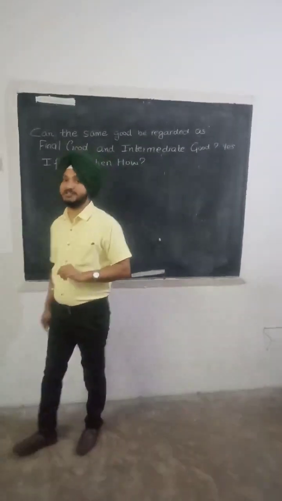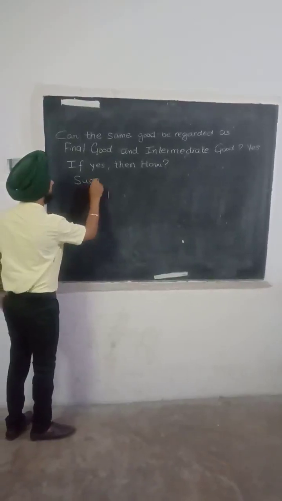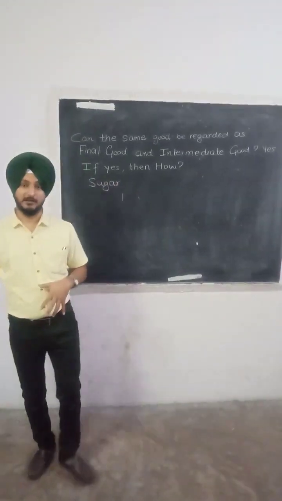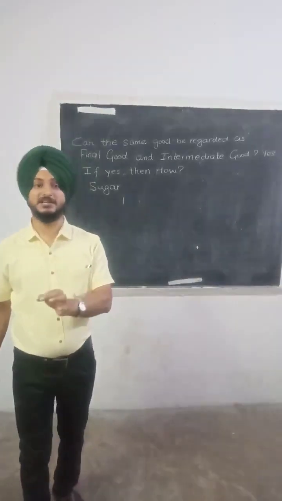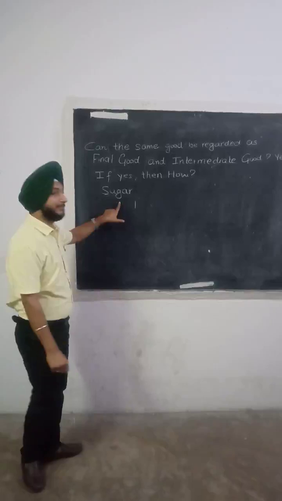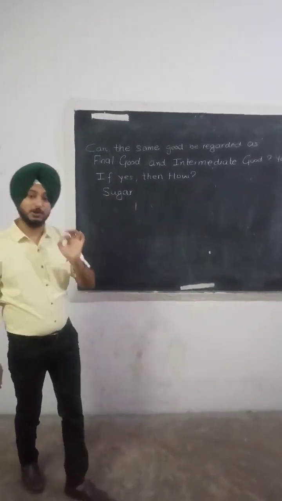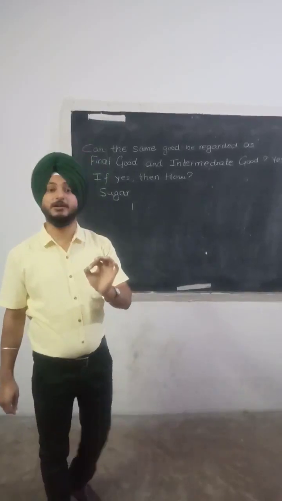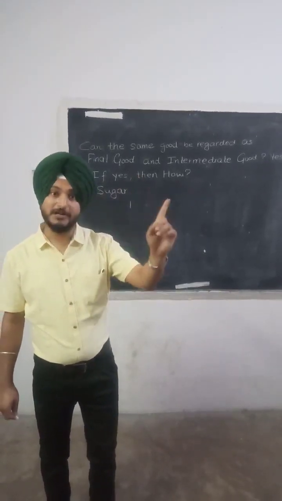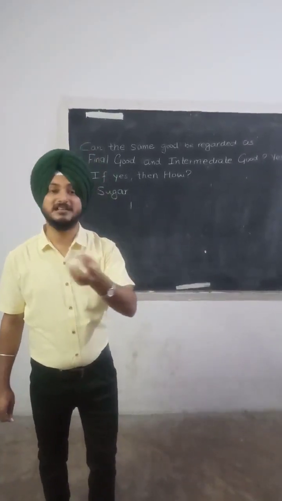Let's take an example of sugar. If we are buying sugar at the domestic level to use in our kitchen for making tea and coffee and other stuff, then it will be deemed a final good. But if a bakery shop is purchasing sugar to prepare biscuits, then the sugar is being utilized as an intermediate good. This is a simple example.